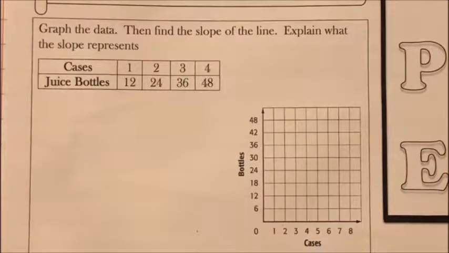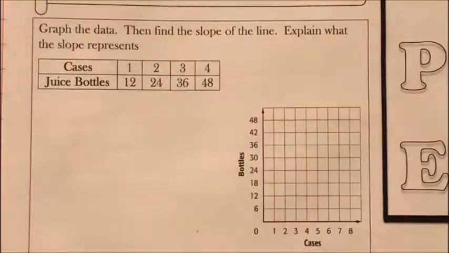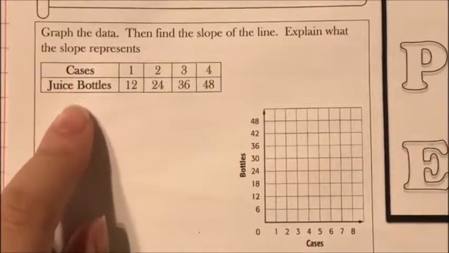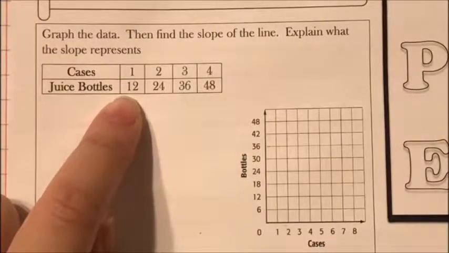All right, now that you've tried the try it problem, let's go over it together. So it says graph the data, then find the slope of the line. Explain what the slope represents. So the data that they gave me was cases and juice bottles. So for one case, there's 12 juice bottles.